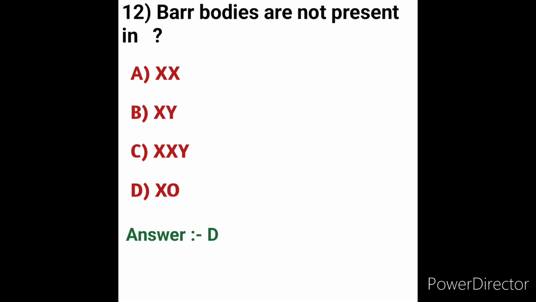Barr bodies are not present in which option? Option A, XX, option B, XY, option C, XXY, and option D, XO. Barr bodies can be found in biological samples such as hair, buccal cells and blood. Since women have two X chromosomes, males typically have no Barr bodies, since they have only one X chromosome. Barr bodies are also absent in, for example, Turner syndrome. Here option D is the correct answer. Barr bodies are not present in XO. Option D is the correct answer.